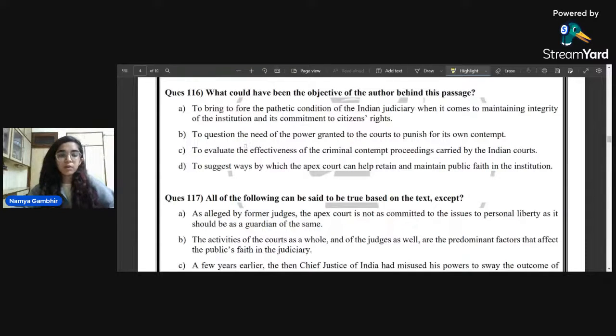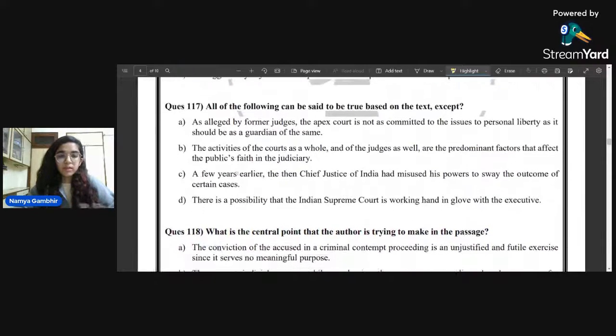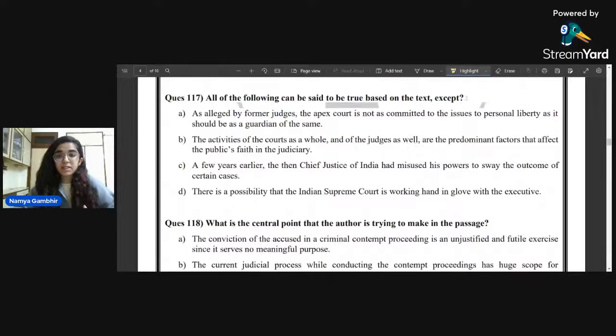Now, the fourth option: to suggest ways by which the apex court can help retain and maintain public faith in the institution. Very much like the first option, this is too broad in its idea. So, between B and C, I think B is a better option because it sticks to what the passage is about, which is to question the need of the power which is granted. Now, the second question: all of the following can be said to be true based on the text, except.